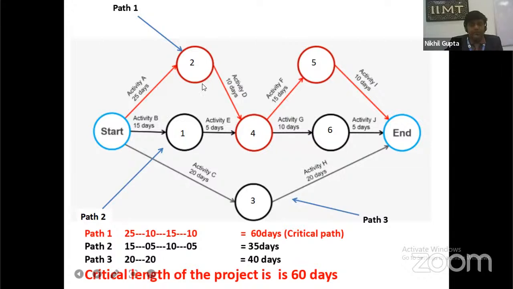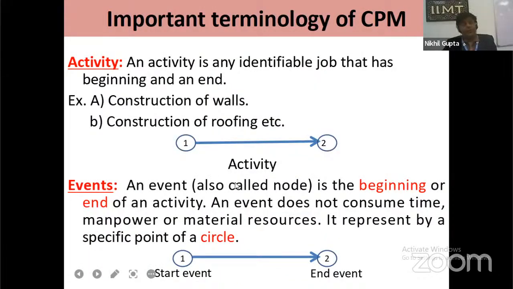Here we can say the red line is showing the longest path because it is taking 60 days, and 60 days is the highest duration of the path. This means this is the critical path, and the critical length, the length of this project, is 60 days. Now, before understanding CPM, these are some important terms which are directly used in CPM.